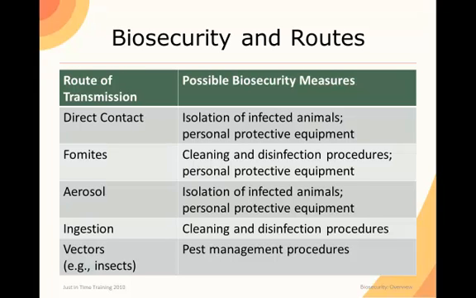For pathogens spread by direct contact and aerosols, the isolation of infected animals and the use of personal protective equipment such as gloves can limit and prevent transmission by these routes. For pathogens spread by fomites, such as equipment or vehicles, cleaning and disinfection measures can be effective in reducing contamination. For pathogens spread by oral routes, cleaning and disinfection can also be effective. Control of vector-borne diseases will involve the use of pest management procedures to limit transmission.